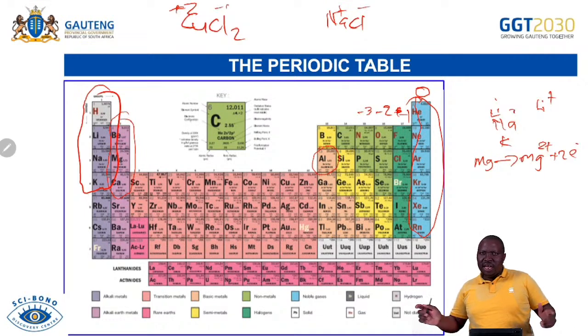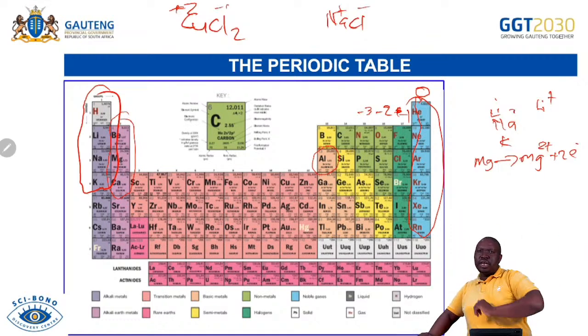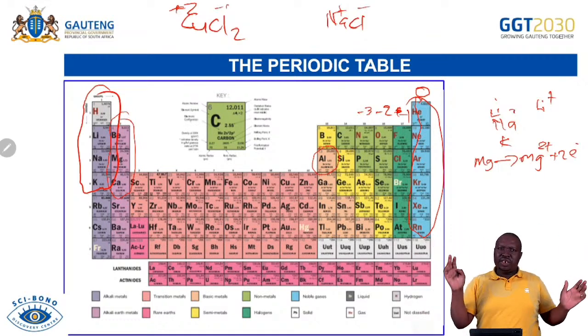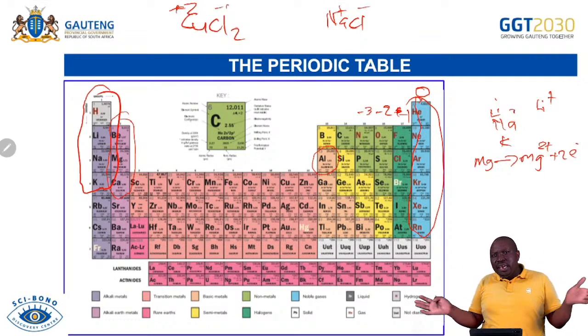So it becomes easier if you are given sodium and chlorine. You can easily know that a metal would like to lose electrons and a non-metal would like to gain electrons, which is just a spontaneous reaction, which means the reaction doesn't need any energy to be added.